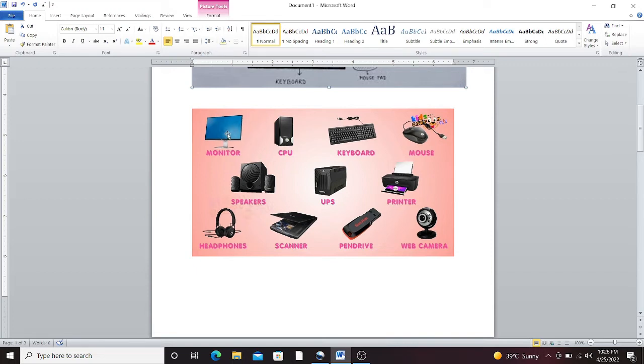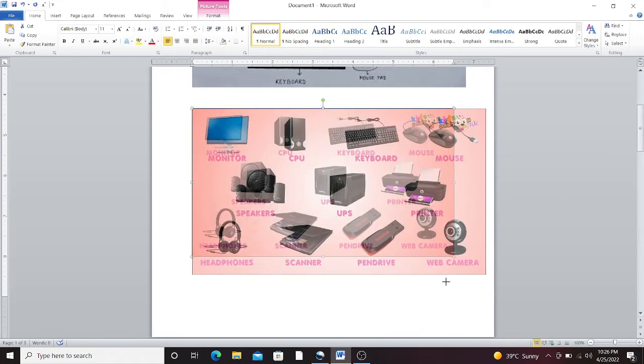First one is the monitor. This is the most commonly used computer device. Whatever you do, you can see the result on this monitor, right? Whatever you type, whatever you do in the computer, you can see on this monitor. Okay, next one is the CPU.